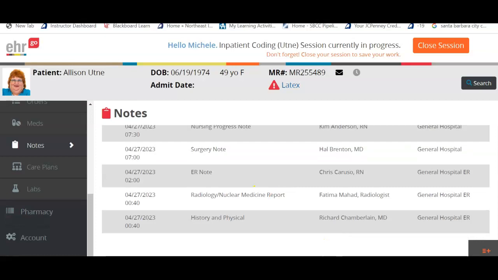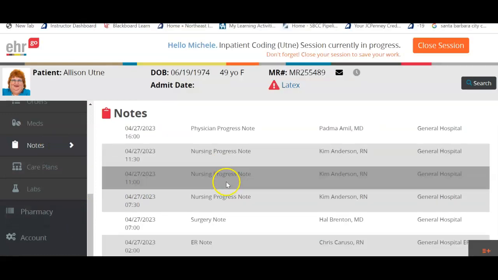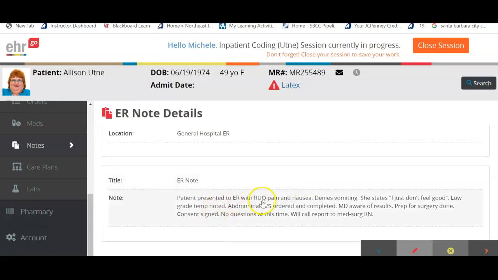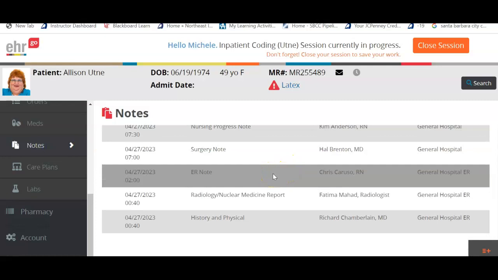So let's go ahead and start. What is her admitting diagnosis? Okay, a couple of different things here: nausea, right upper quadrant pain. I'm fine with anything. You go into the ER note itself. Let's just start down here. The ER note says she presents with right upper quadrant pain and nausea. Okay, so let's go back. That was my ER note.